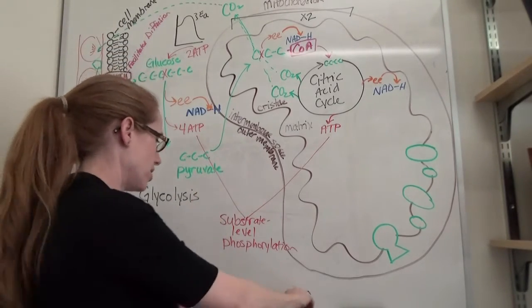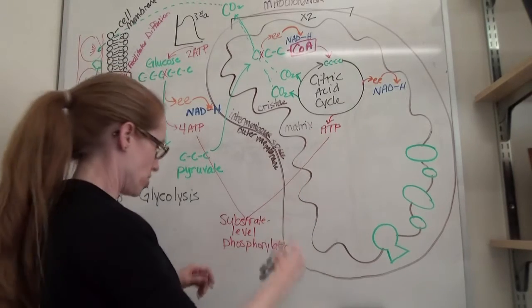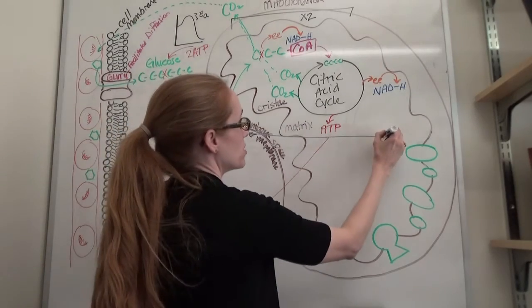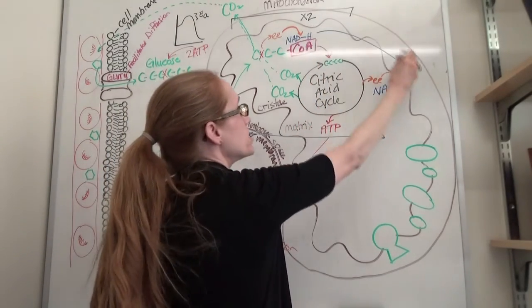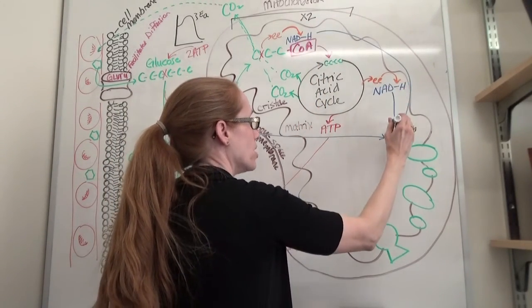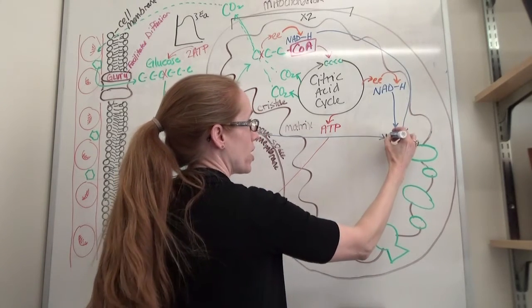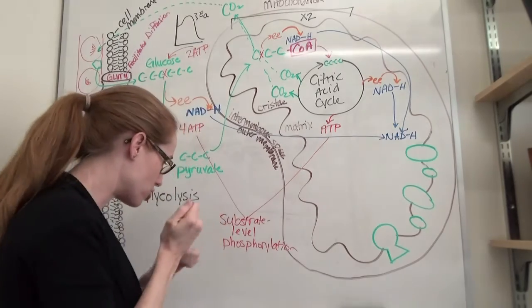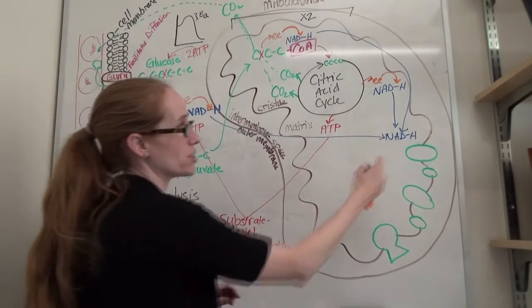So the way to do that is we take these electrons from the NADHs, so from this one, please excuse my arrows, from this one, and from this one, all these NADHs converge right here, and they all have these electrons, and they're going to drop the electrons off on this first protein.